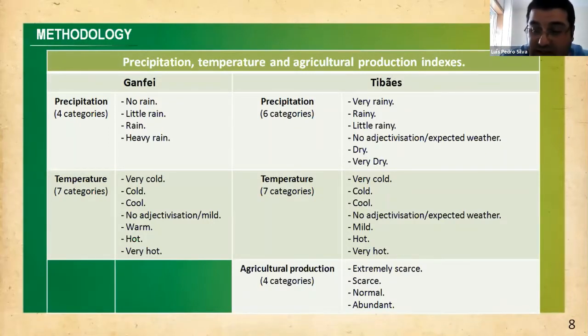So, as we can see in the table, the daily precipitation records from the Ganfei diary were grouped into four categories, and the daily temperature records were grouped into seven categories. The index value was assigned to each individual day. The monthly precipitation records from Tibães's diary were grouped into six categories. The monthly temperature records were grouped into seven categories. And finally, the information about agricultural production was grouped into four categories. The index value was assigned to each individual month.